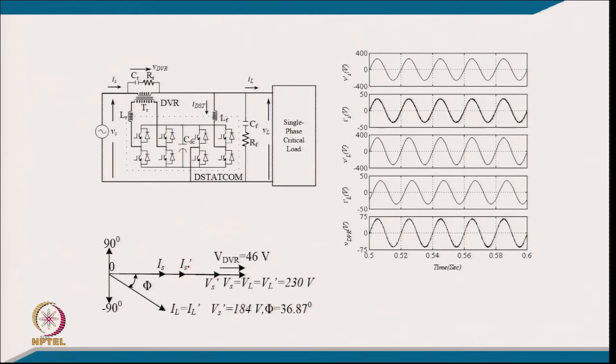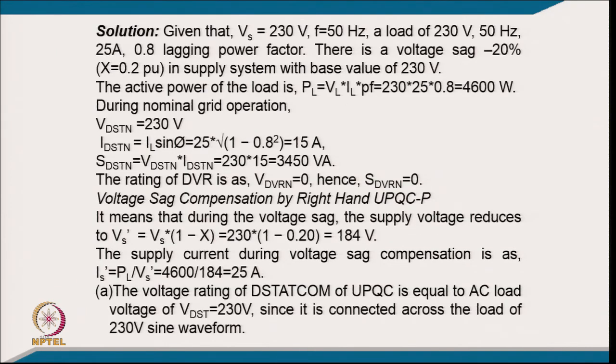Because the power factor is unity, the current and voltage are both in phase as far as the supply side is concerned. Coming to the numerical part, typically given Vs equal to 230 volt, 50 hertz, a load of 230 volt, 50 hertz, 25 ampere, 0.8 lagging power factor.